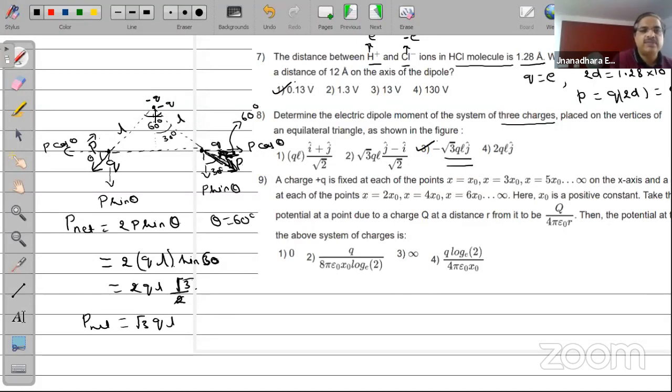And also look at it, the resultant is pointing in the downward direction. Downward direction is minus j cap, right? And therefore it should be minus j cap as well. So hence this seems to be the right answer.